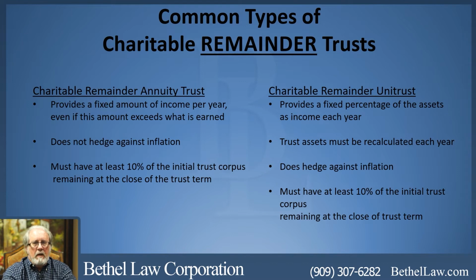Now, a charitable remainder unitrust is a little bit of the opposite of the annuity trust in that it provides the family a fixed percentage of the assets as income per year. So therefore, the charitable remainder unitrust hedges against inflation in the sense that every year you do have to recalculate or value the property to determine what your percentage is going to be.